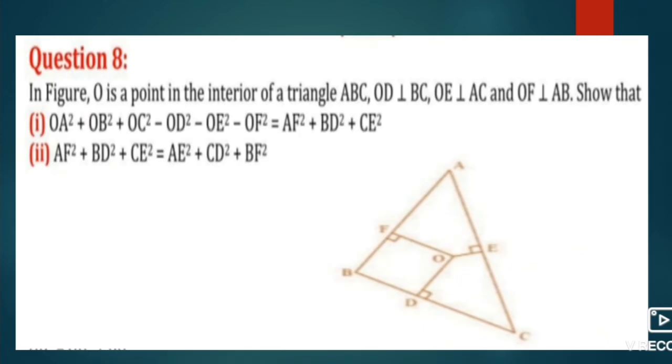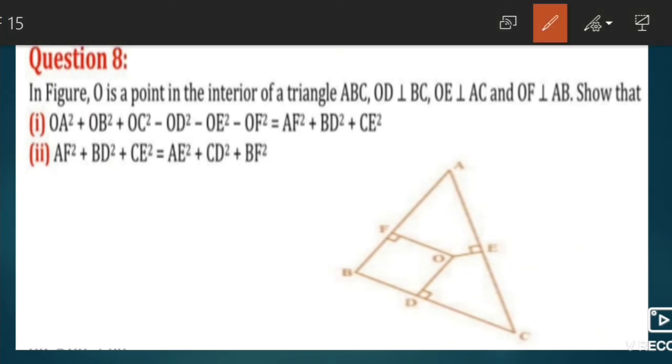Now question number 8. Here is the question. In figure, O is a point in the interior of triangle. This O is the point interior of the triangle ABC. OD is perpendicular to BC, OE is perpendicular to AC and OF is perpendicular to AB. Show that OA square plus OB square plus OC square minus OD square minus OE square minus OF square is equal to AF square plus BD square plus CE square.